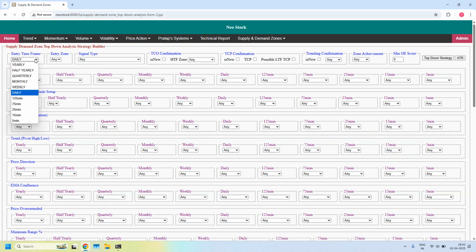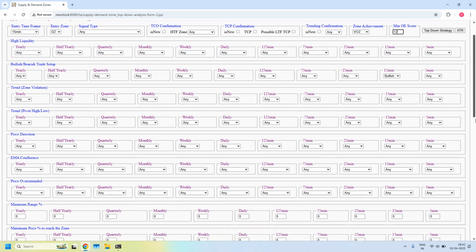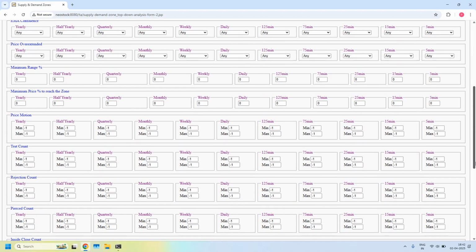Bullish trade setup for daily income trade. Entry time frame is 15 minutes. Entry zone is demand zone. And also bullish or bearish trade setup at 15 minutes: I am selecting bullish. Zone achievement VOZ. Minimum order enhancer score 12. And the 15-minute demand zone should not be pierced, so in the pierced count at 15 minutes time frame, I am selecting minimum value 0, maximum value 0.